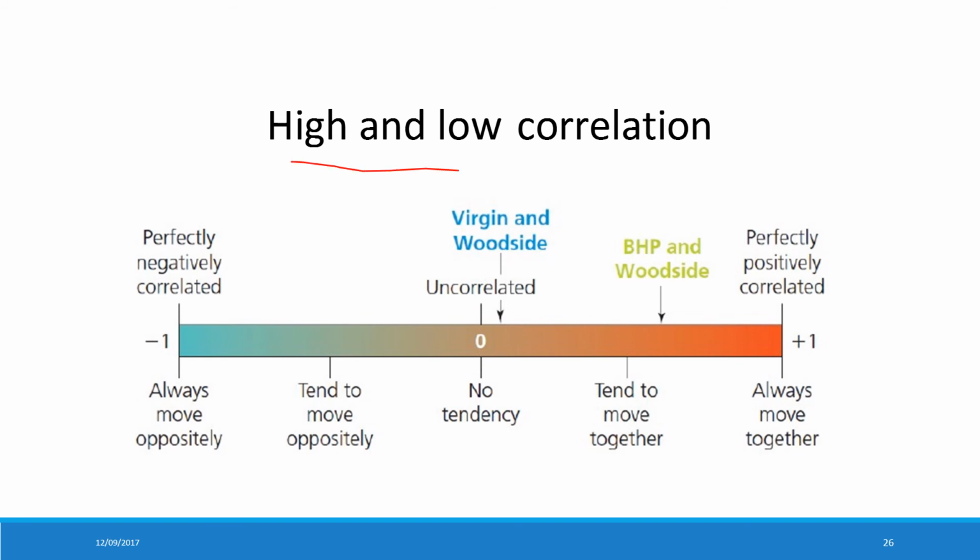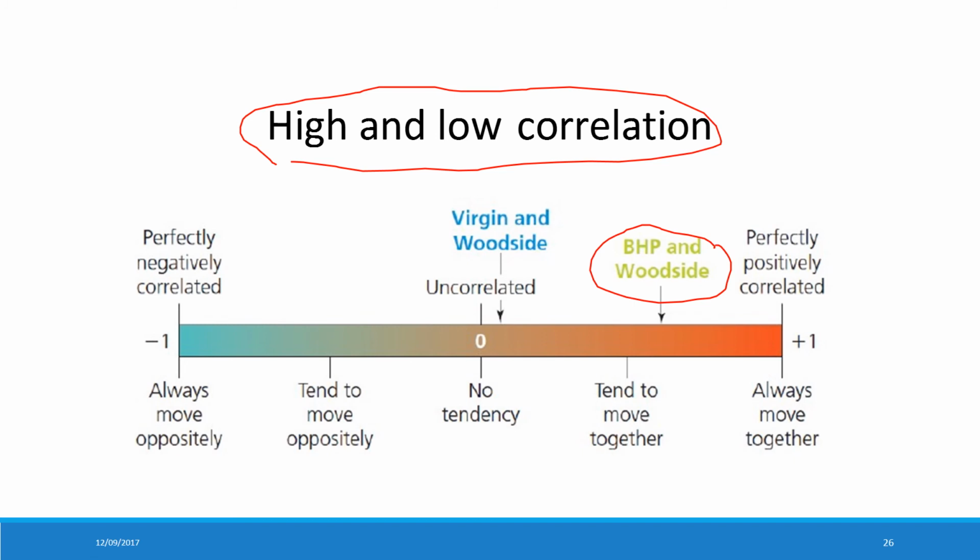So which assets are highly correlated and which assets are not very correlated? In reality, if we have companies that are in the same industry, they tend to move together. For example, BHP and Woodside are energy companies in the same industry. Their cash flows are therefore very closely correlated. Whereas if we compare an airline industry and an energy industry, their correlation is not that high.